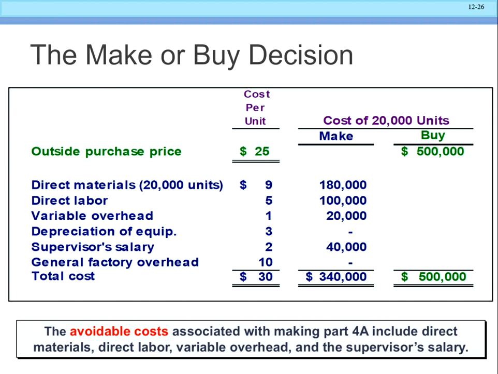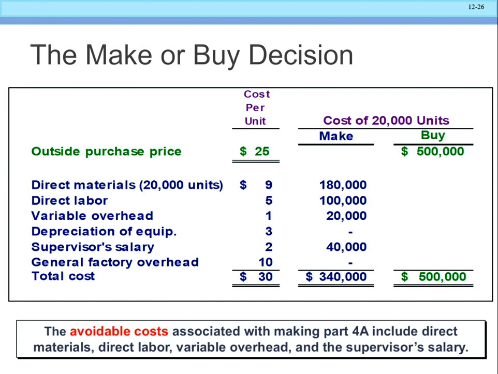Okay, so if we then decide that we want to buy outside, remember, we need 20,000 units, and the supplier is quoting us $25 per unit. So we need to pay the supplier $500,000.